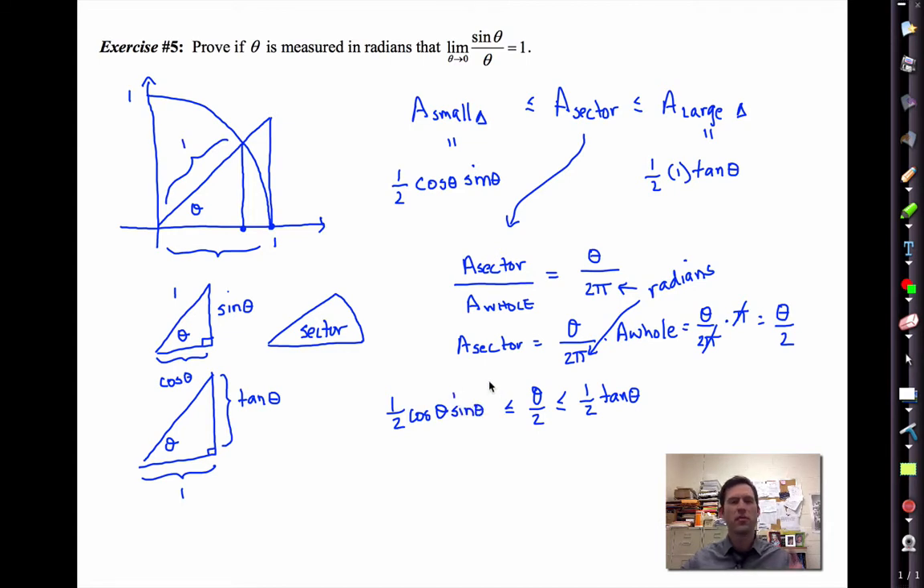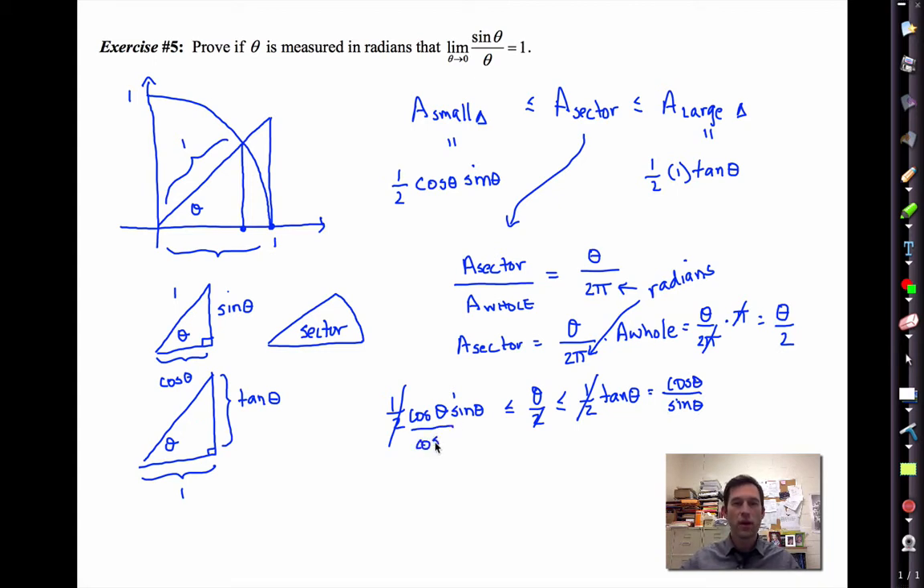All right, fair enough. Remember, I'm trying to prove that sine theta divided by theta as theta goes to 0 is equal to 1. Well, one thing I'm going to do is multiply everything by 2, that way I can get rid of the 1/2s. The other thing I might do is rewrite this as cosine theta divided by sine theta. Okay, well, I'm now going to divide every one of these quantities by cosine theta.